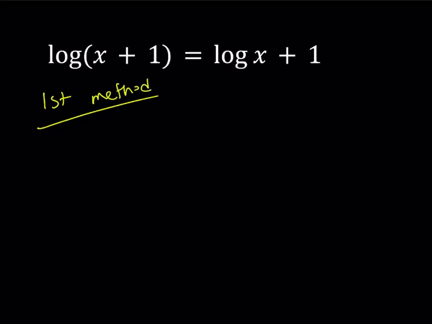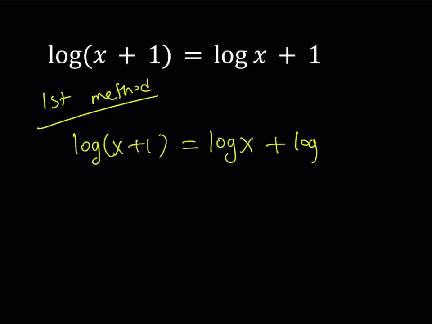So my first method basically involves writing the 1 as log 10, because we're working with base 10. By the way, some of you are probably going to be upset about it, but log is used with base 10. If I want to use base e, the natural logarithm, I'm going to use ln. Great. So now we can condense the expression on the right hand side, which means that log a plus log b can be written as log a times b.